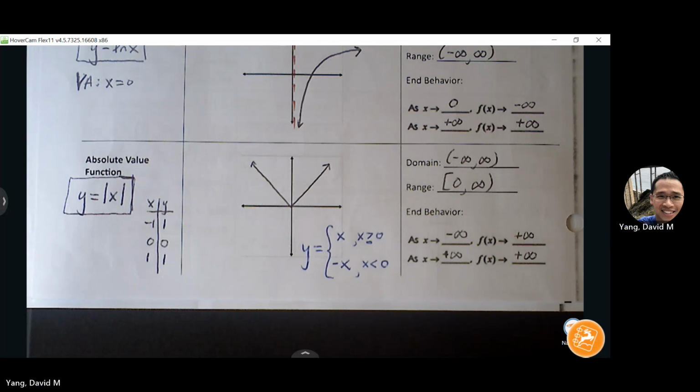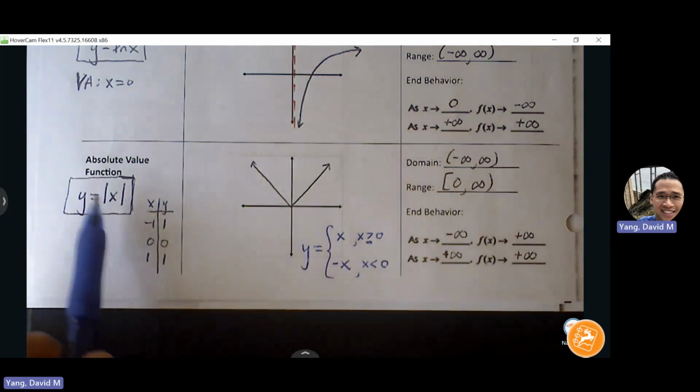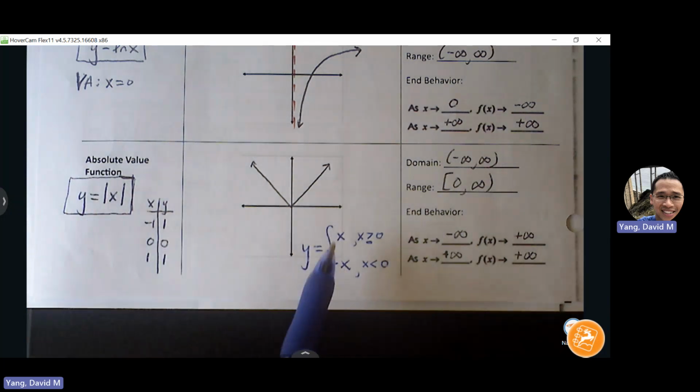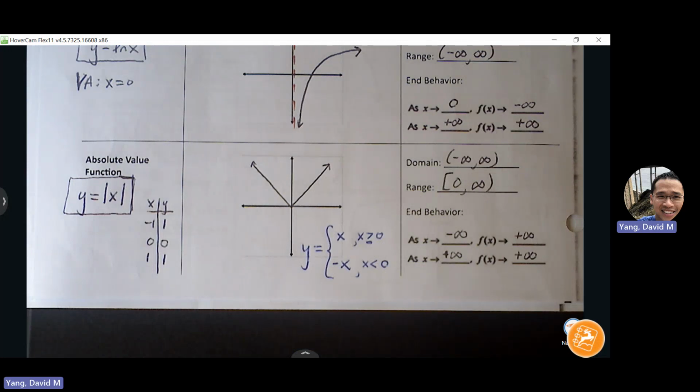So are piecewise functions usually associated with absolute value, or does it just depend? It depends. Okay. But right now, just know that your absolute value function can be written as a piecewise function, as the combination of two lines connected together.